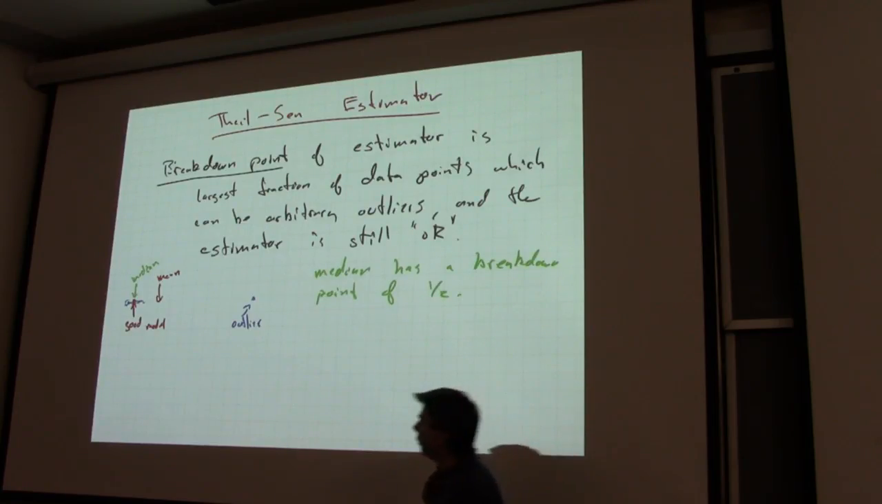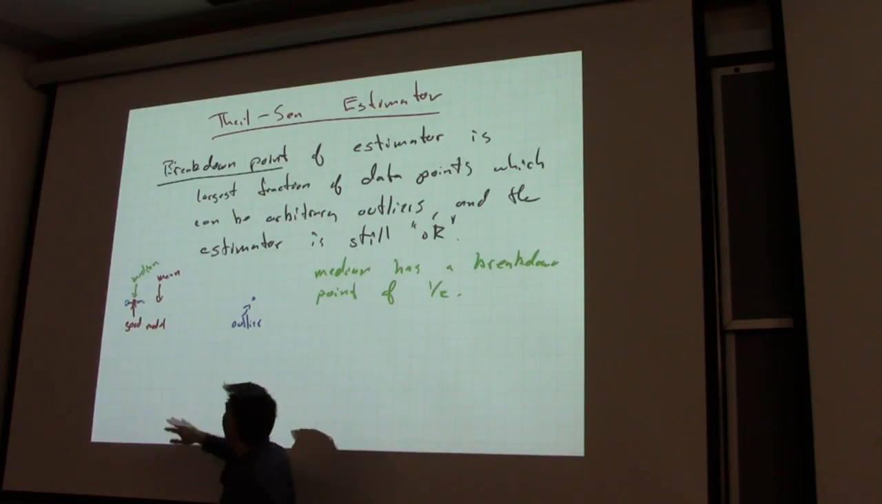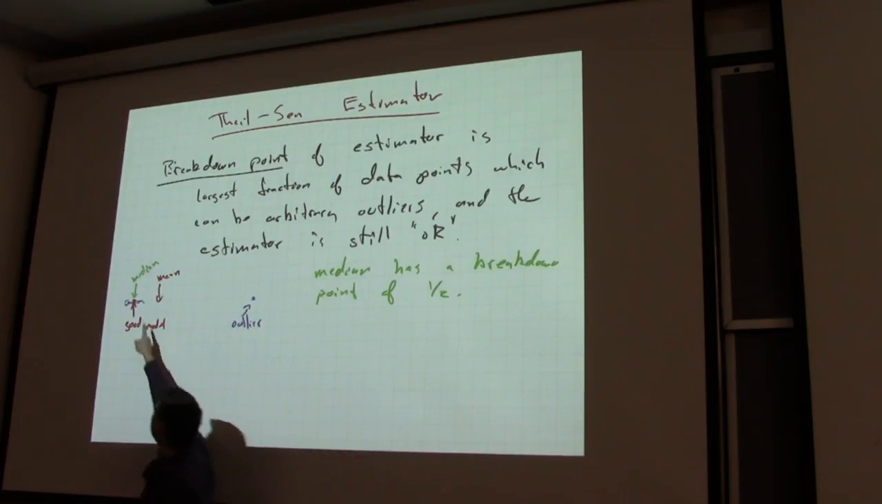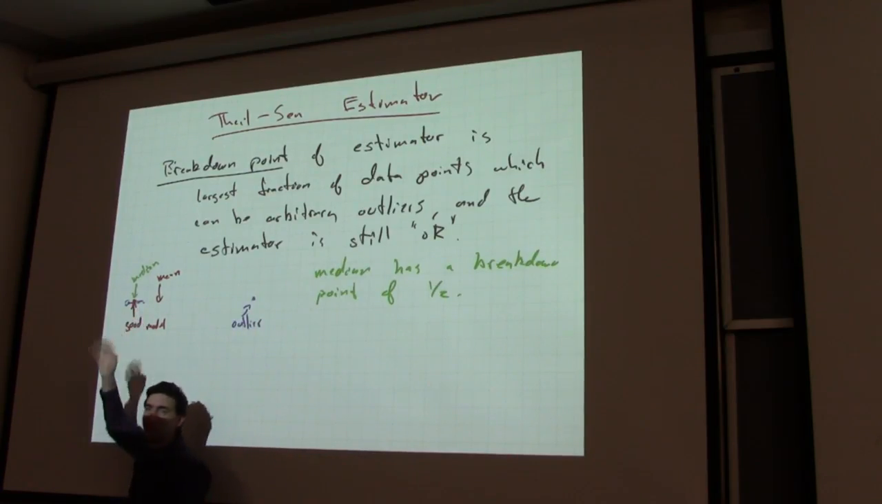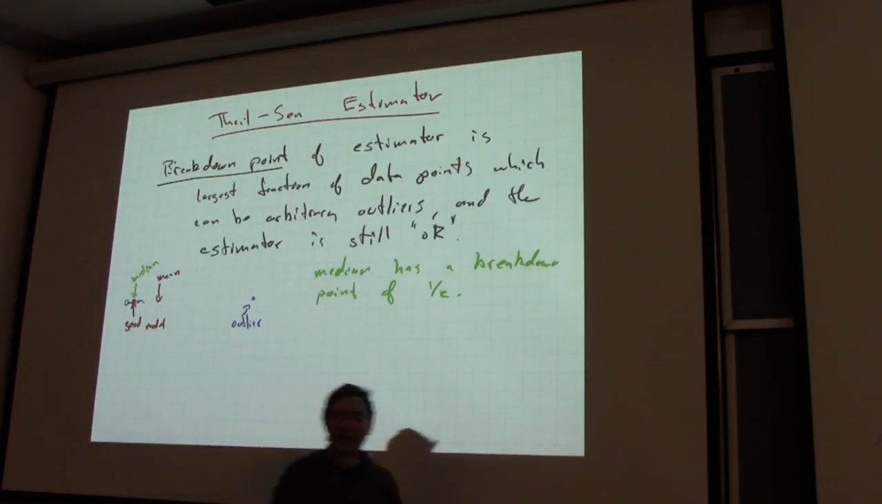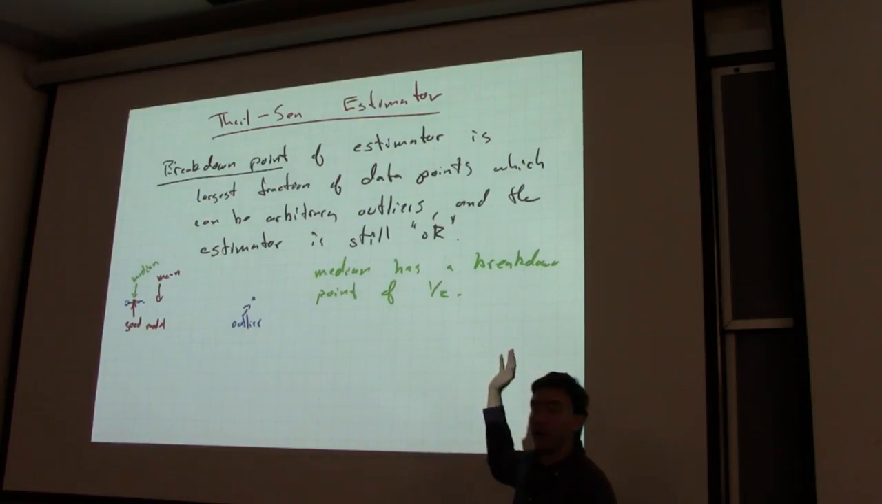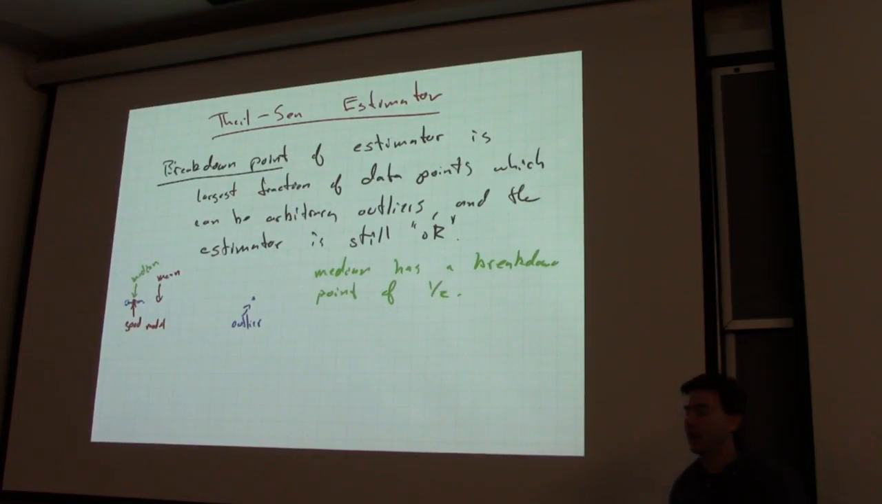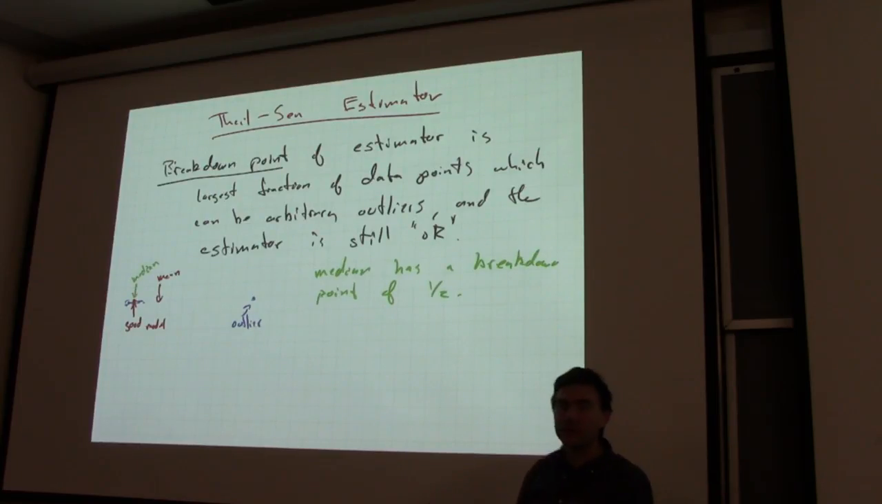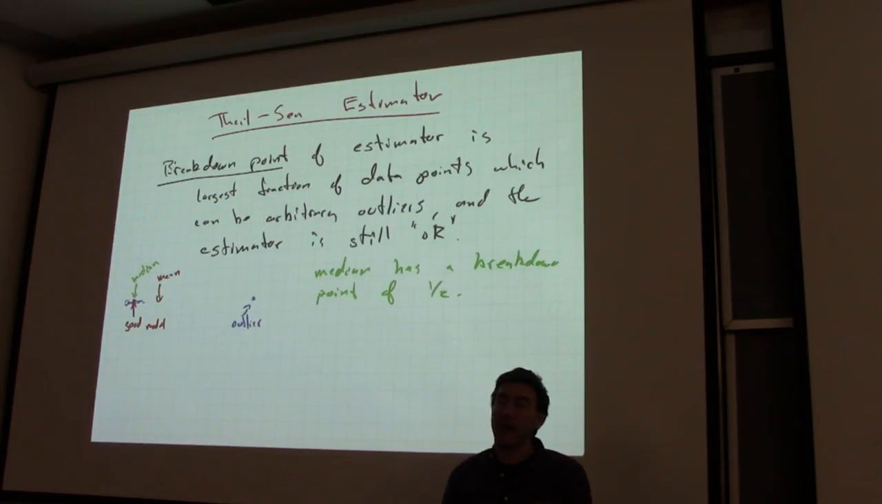So I can move up to 1/2 of the points out to this outlier, and the median will still lie somewhere in here. It's still going to be okay, right? And those outliers can be arbitrarily far away, and it doesn't break down. So ordinary least squares has the same problem as the mean, in that one outlier can completely distort the model.